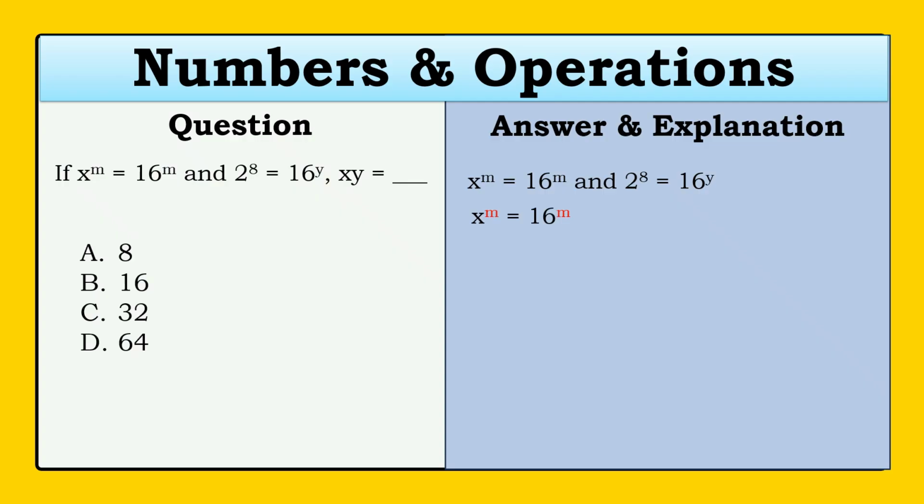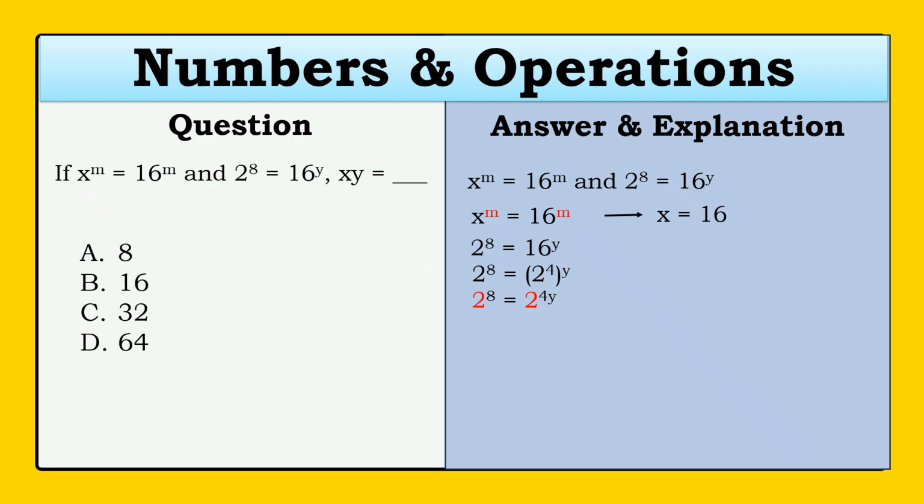First, from x to the m is equal to 16 to the m. Since the exponents are the same, we equate the bases. So x is equal to 16. Next, solve for y. 2 to the 8 is equal to 16 to the y. Rewrite 16 with base 2. So we have 2 to the 8 is equal to the quantity of 2 raised to the exponent of 4, to the power of y. Apply the power rule. So we have 2 to the 8 is equal to 2 to the exponent of 4y.